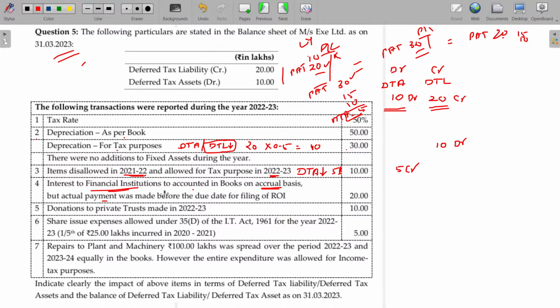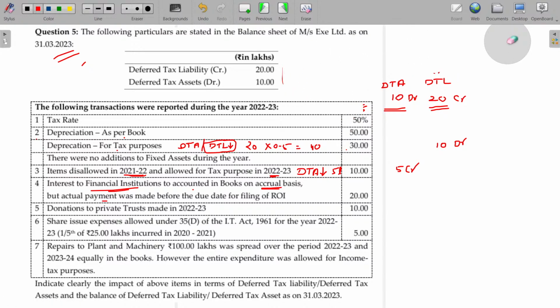Okay, interest to financial institution is accounted on accrual basis. Accrual basis means though it may be outstanding, it can be debited to the P&L account. What about the taxation purpose? Can it be debited and deducted? Can be debited and deducted based on what? Payment basis. As per the payment basis, when to pay? Pay before the due date of filing of return.